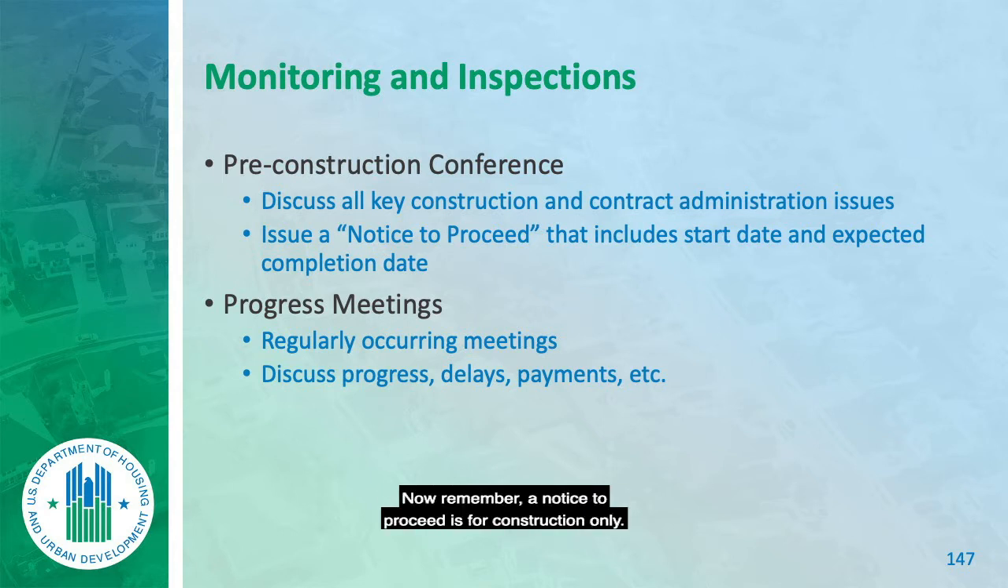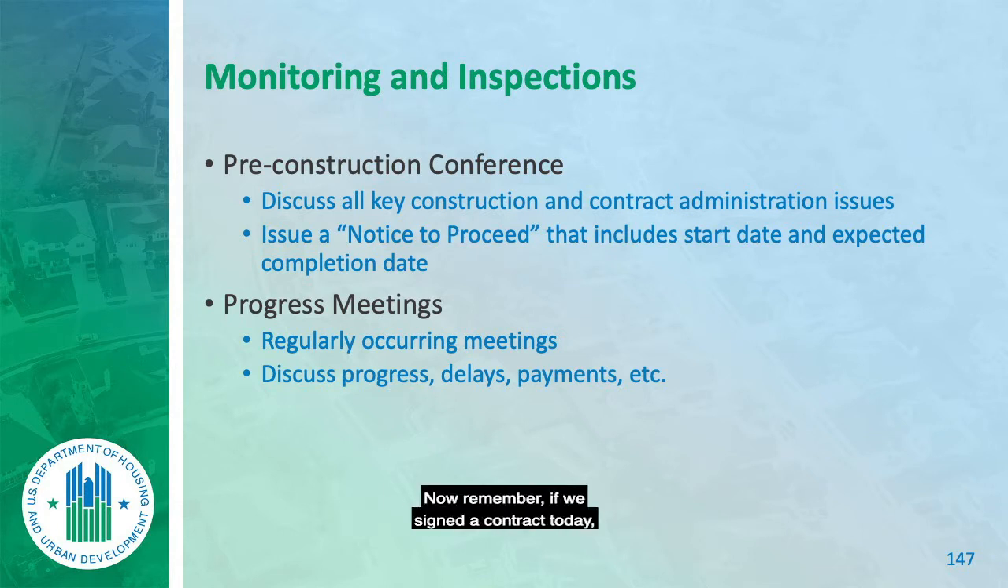Now remember, a notice to proceed is for construction only. We don't issue notices to proceed for landscaping, annual audit, legal services. In those cases, the contract itself executed is the notice to proceed. Because we write in it's going to start on this date and the other. But we do notices to proceed for construction because many times the construction or rehabilitation work is tied to rent loss. Meaning we've got units out of commission, so we want a time and date certain to begin work and to end work.